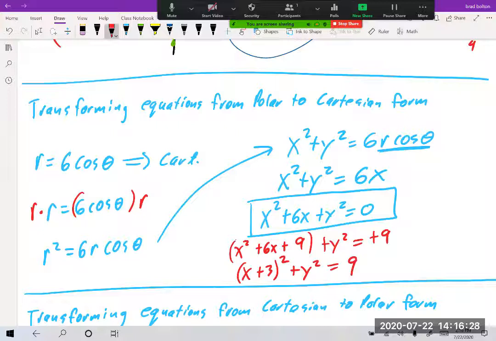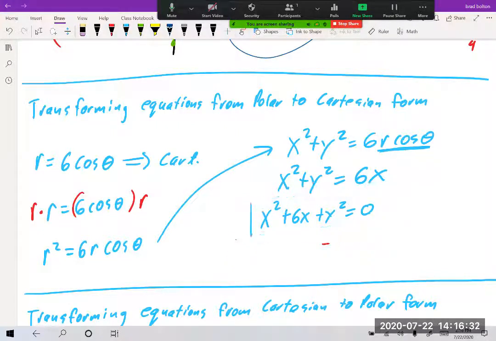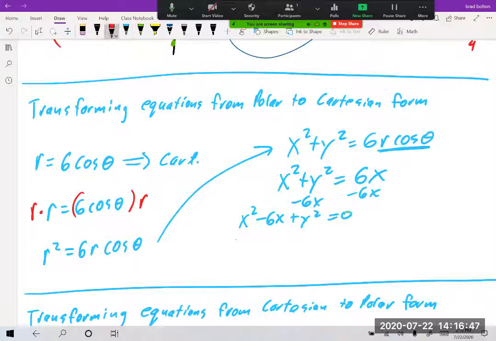Oops. I think I messed up. Hold on real quick, you guys. I forgot to do something first. Right here, to move this 6x over, I had to subtract, right? So I had to subtract 6x from both sides. So this would now become x squared minus 6x plus y squared equals 0. That was my mistake. Sorry about that.